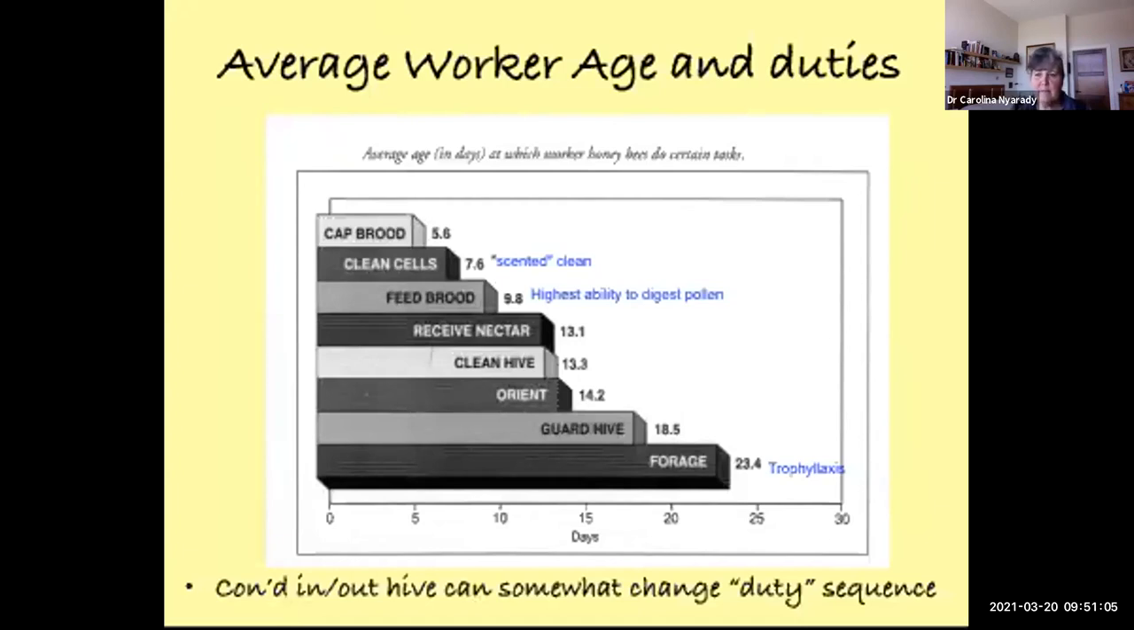After a certain amount of time has gone by, right, their duties might evolve into becoming a guard bee.